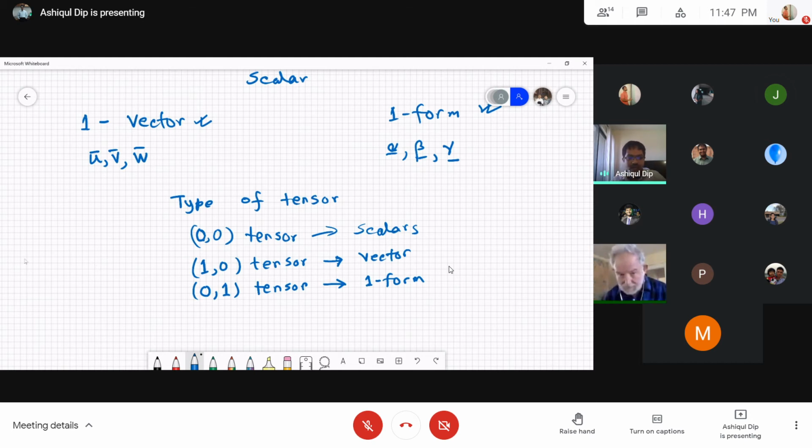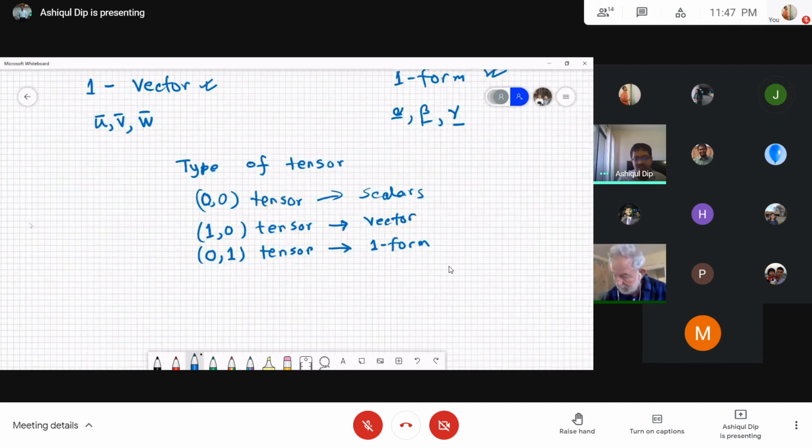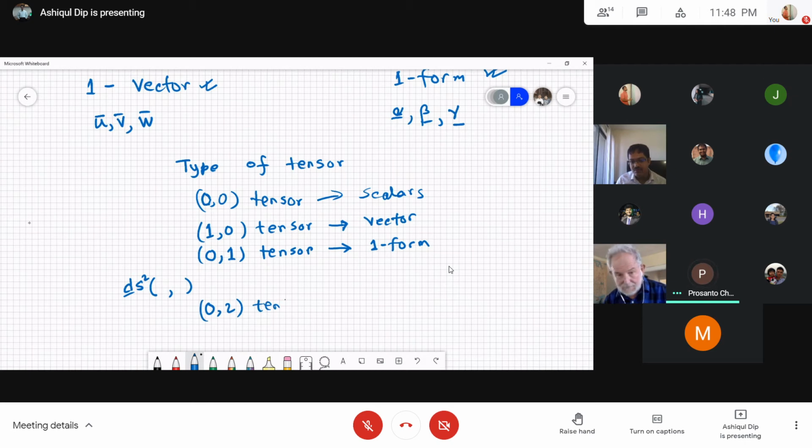Okay, so can you tell me what the metric tensor, like ds square, is? What kind of object is it? Is it (2,0) or (0,2)? I think (0,2). Why? Because it can take two vectors, right? That's why it's (0,2).